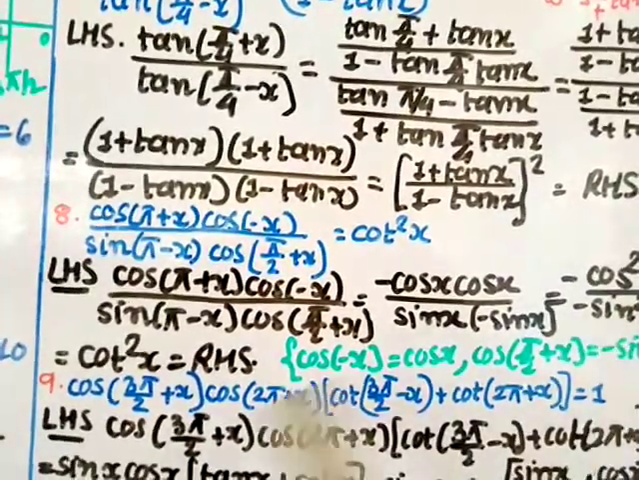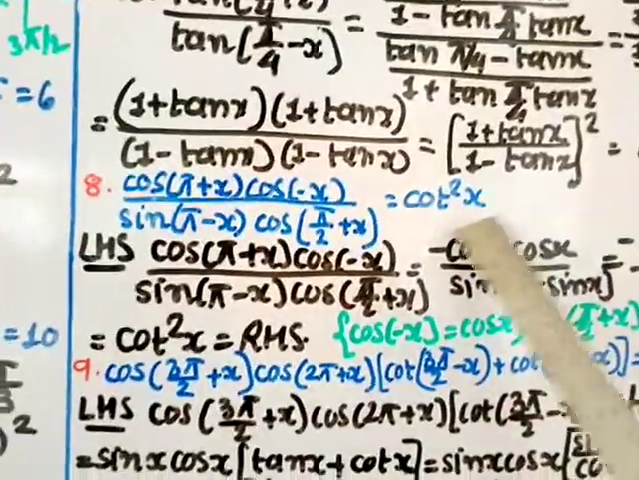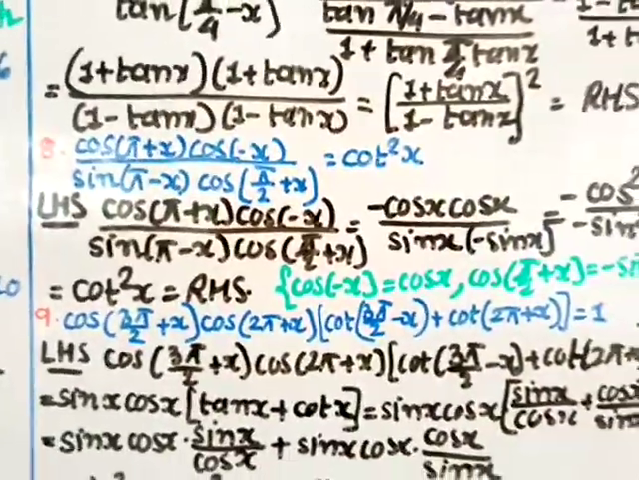Cos by sine gives you cot square x, and this is your right hand side. Okay, that is what you have to prove. So that is the solution for question number 8.